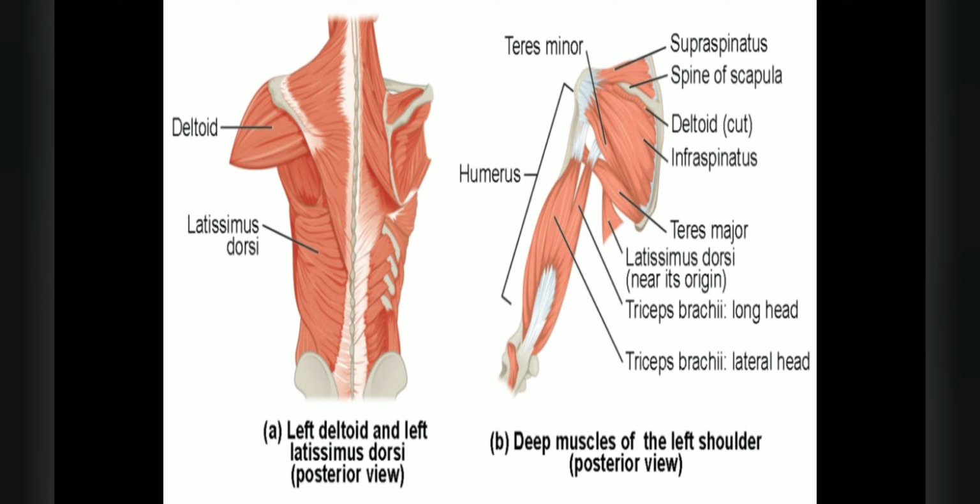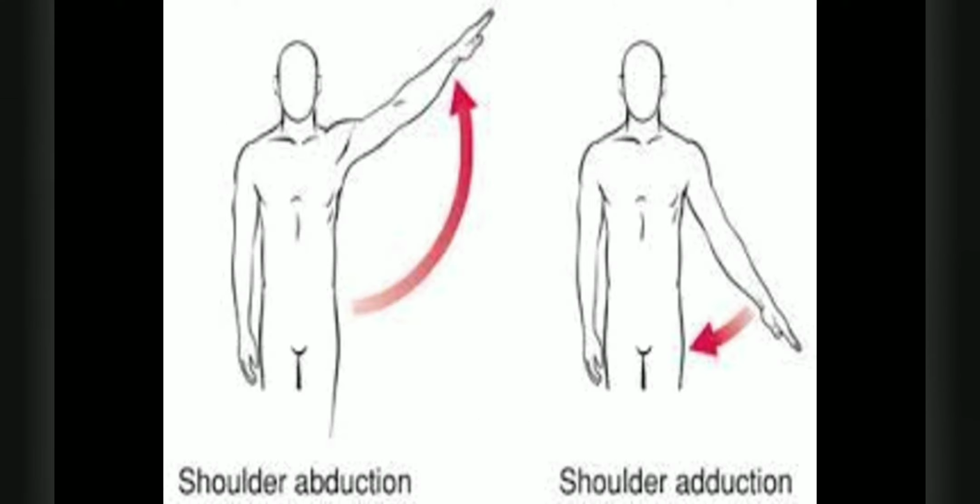So deltoid muscle of shoulder helps to move the arm away from the body, so it will be considered as abductor. And latissimus dorsi of shoulder helps to move the arm near to the body, so that is considered as adductor. Remember, abductor away from the body, adductor towards the body.